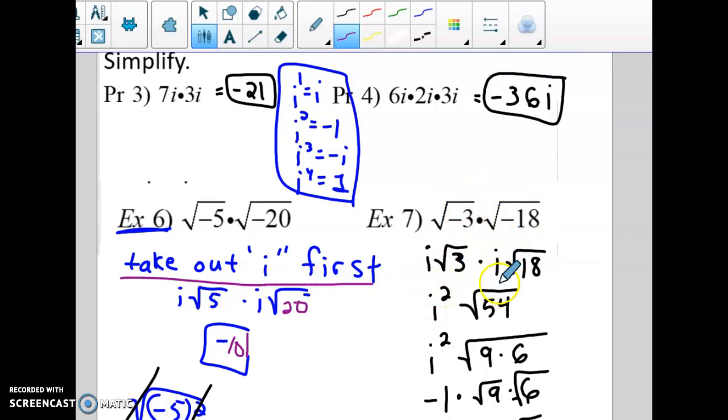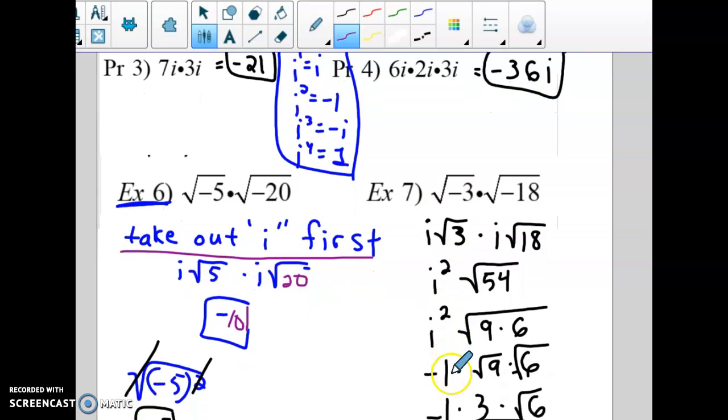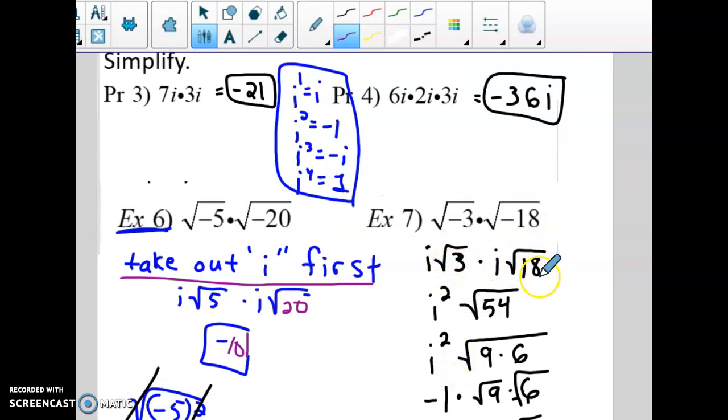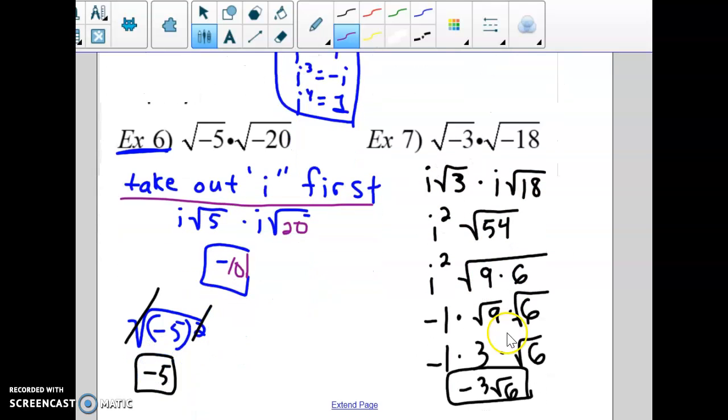Look at this one. We take the i out, take an i out. You get i squared, which becomes a negative 1. 3 times 18 becomes 54, and then you can reduce that all the way down to negative 3 radical 6. Same thing. We're still doing the four things you can do. You simplify radicals, you add radicals, you multiply radicals, and you can rationalize radicals.